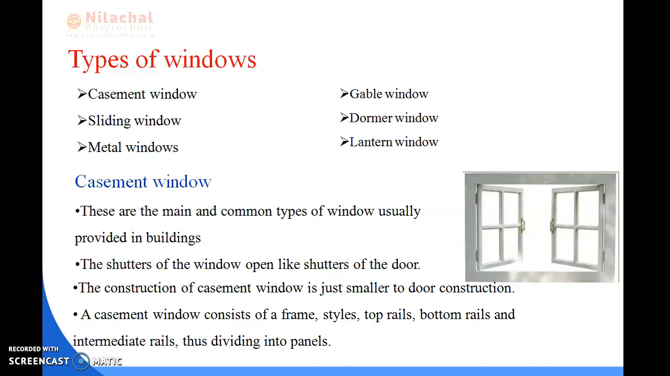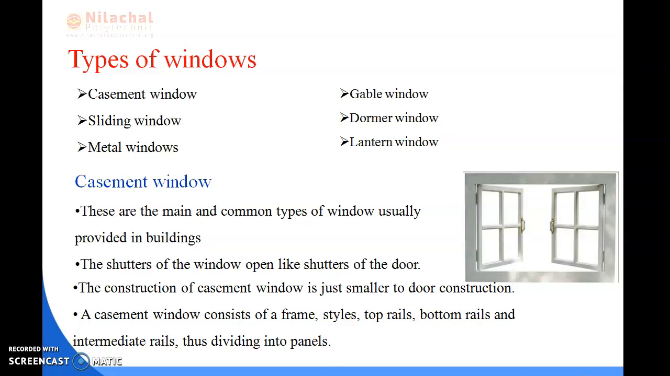As you have seen in your houses and many of our buildings, this casement window has been used. This window opens like a shutter. While we open the shutter of a door, in the same way we open the shutter of the window. The construction of this casement window is just smaller than the door construction, and it consists of a frame, stiles, top rail, bottom rail and intermediate rail, thus dividing it into panels.